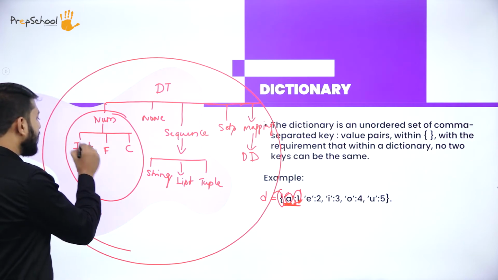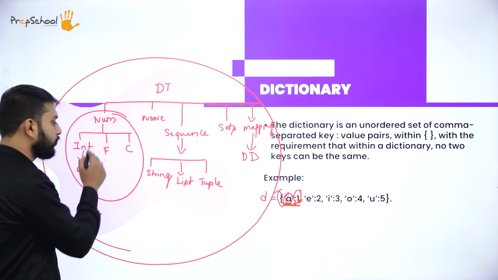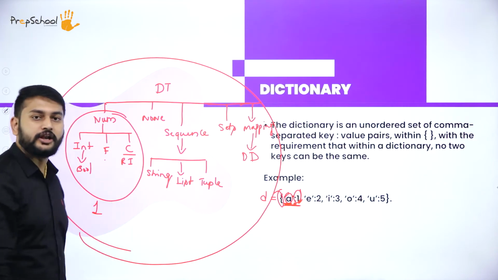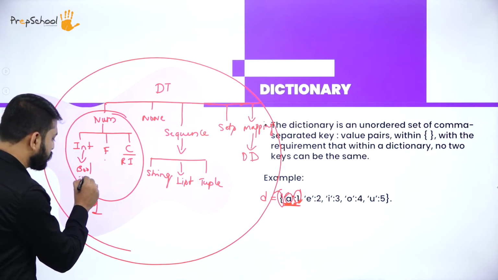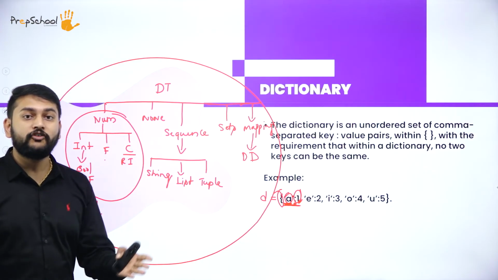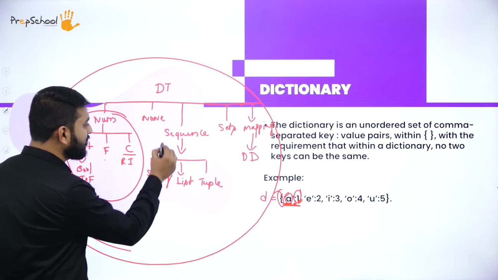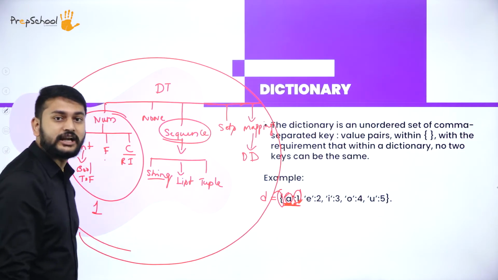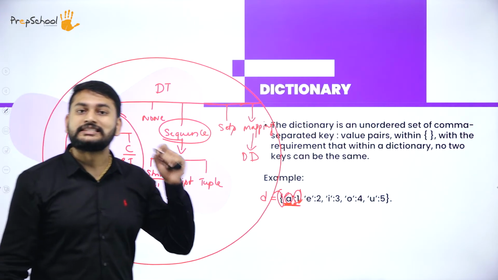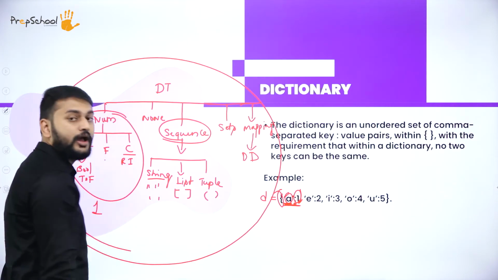Integer means a whole number. Floating point means decimal numbers. Complex number means real number and imaginary number. Boolean means true or false. When it comes to none, it means you are not storing any data type or any values. Sequence: the first one is string, where you have to remember double quotes or single quotes. What is list? You will remember the square brackets. For tuples, you will remember the parenthesis.